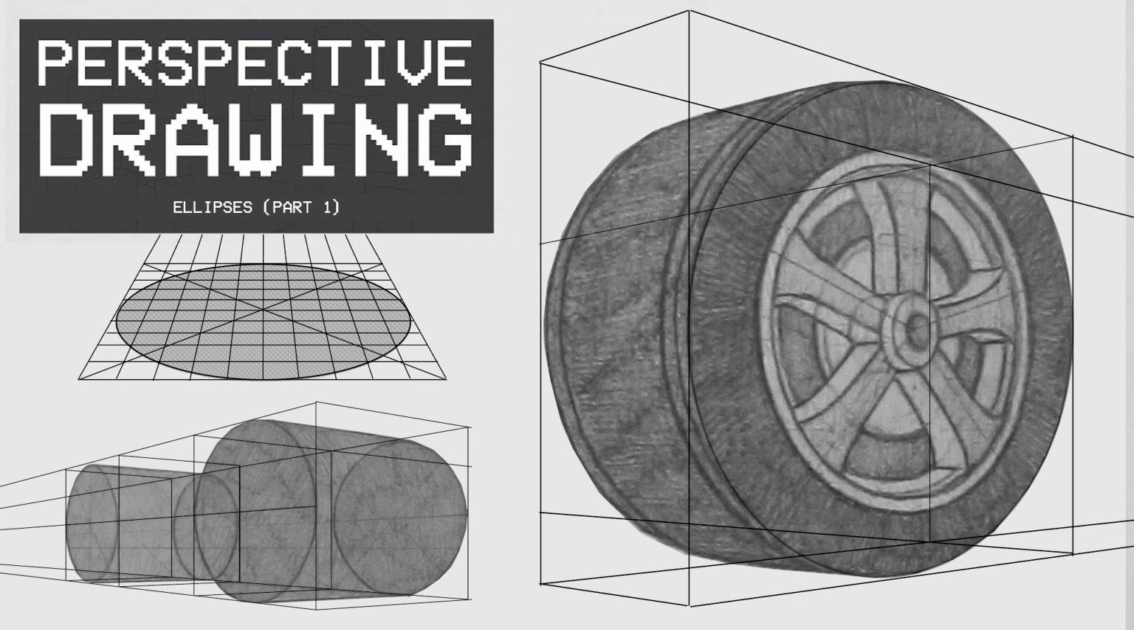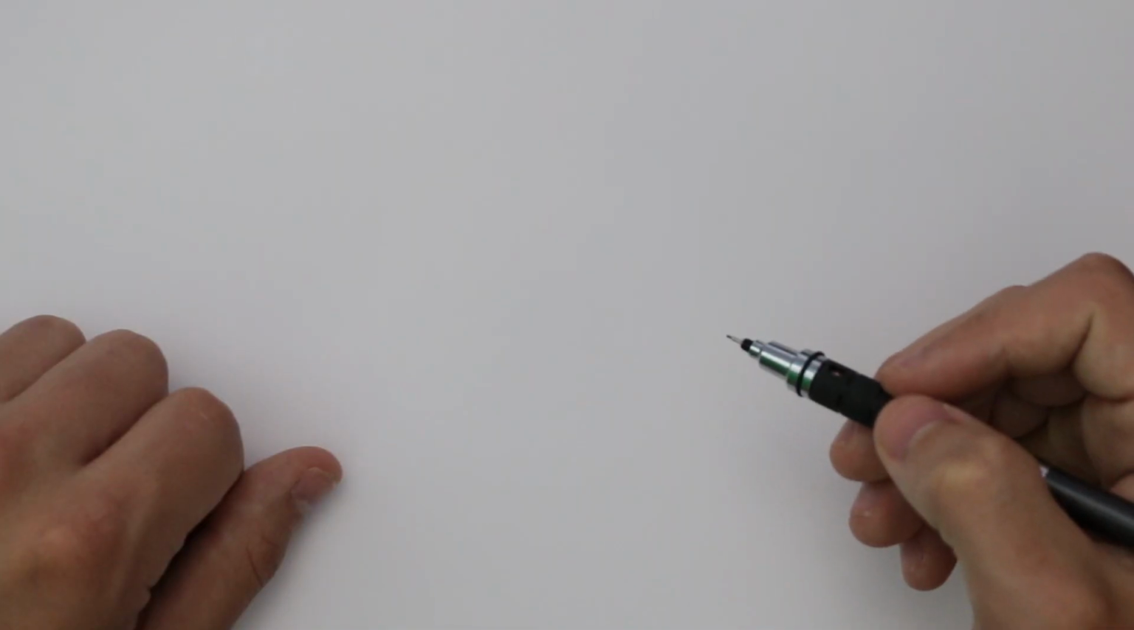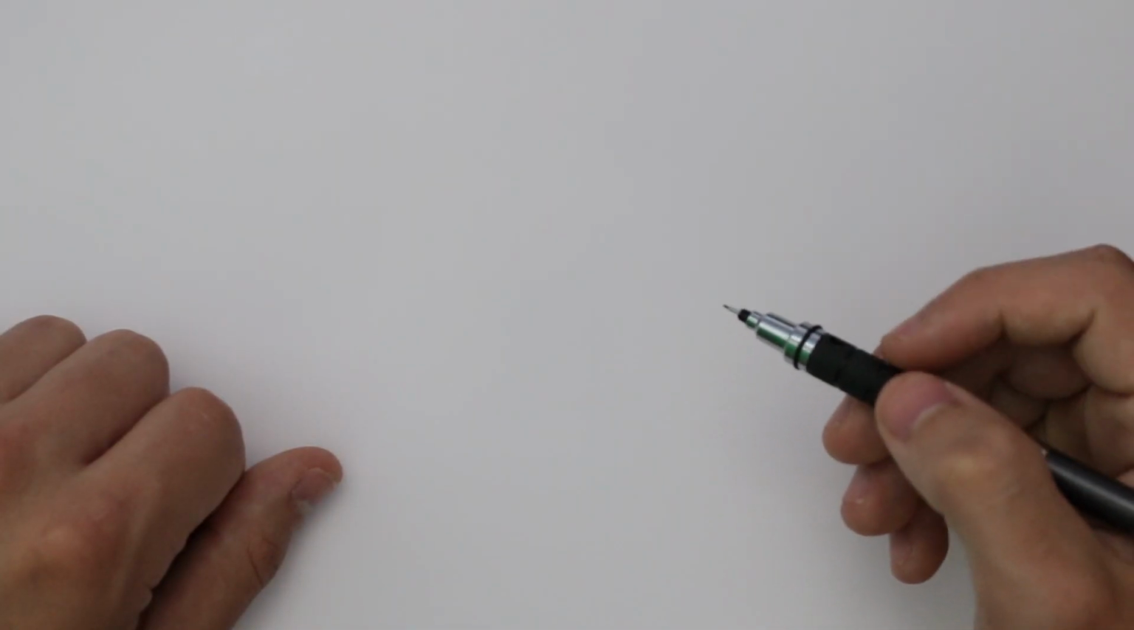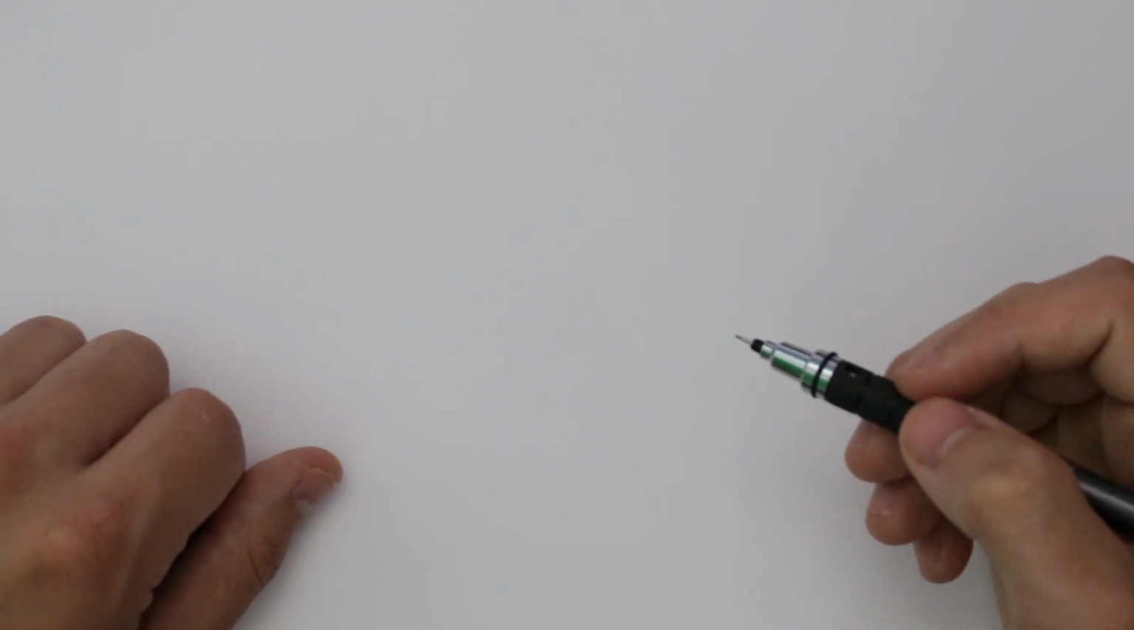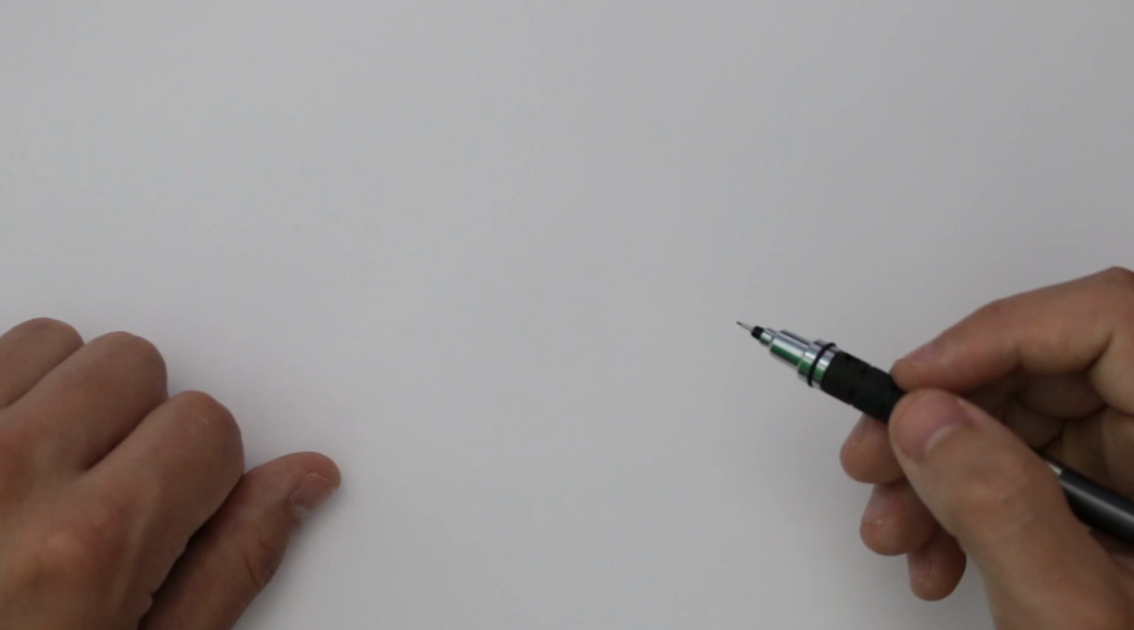In this video we are going to be looking at how to draw ellipses in perspective. Ellipses are circles in perspective, and being able to draw them accurately will greatly improve your drawings and allow you to take advantage of some essential techniques.